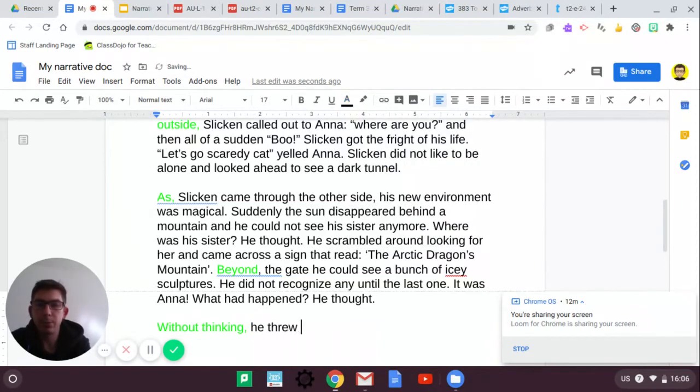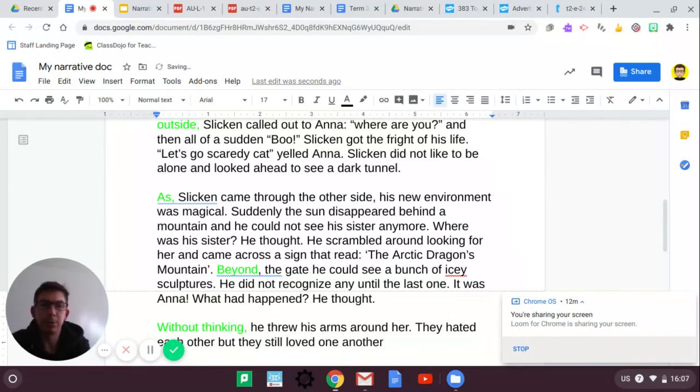he threw his hands around. Maybe not hands, arms around her. I mean, they hated each other, but they still loved one another because they're brother and sister. They're family. You know what I mean? Family is important. So he's going to get really upset with tears rolling down his face.